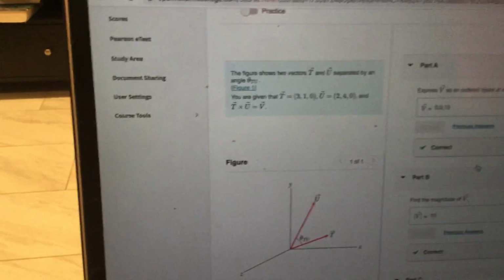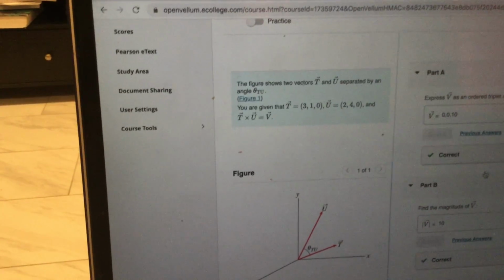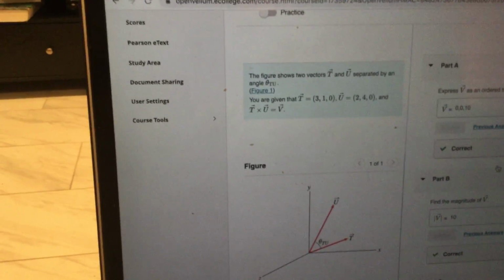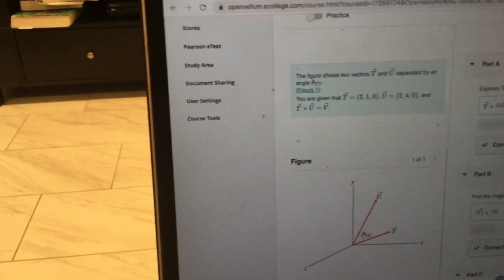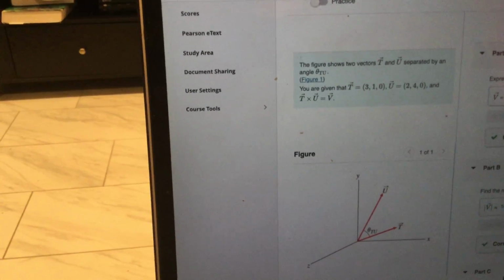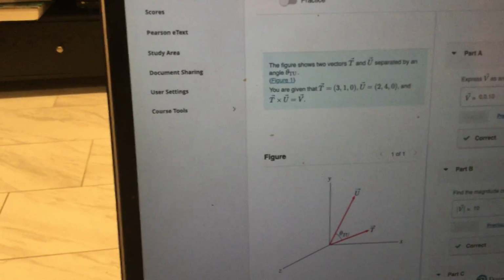Okay, so we can see that we're given t and u in the coordinates, and those coordinates give the x, y, and z components for t and u. And we can see that v is the vector product of t and u, which is important. So we can use the components from t and u to find the components for v. So let's start by writing out the components for t and u.